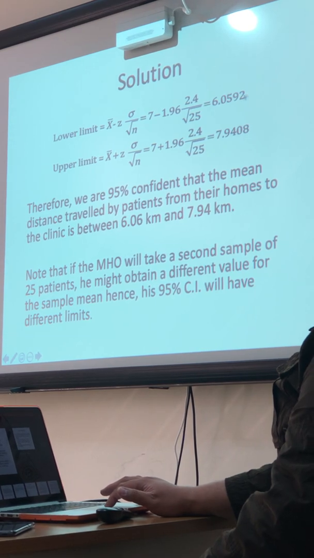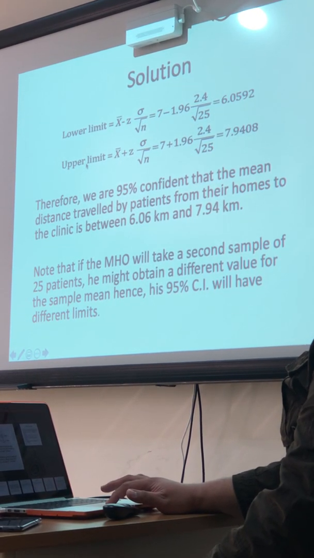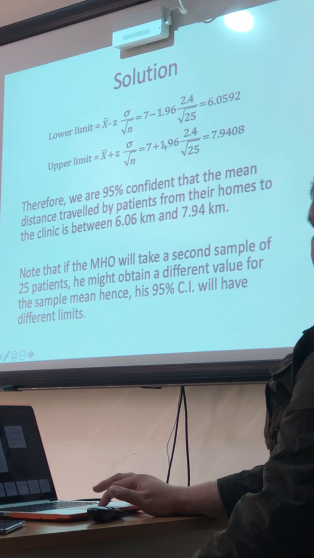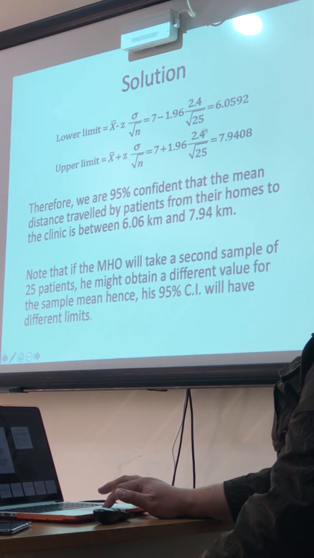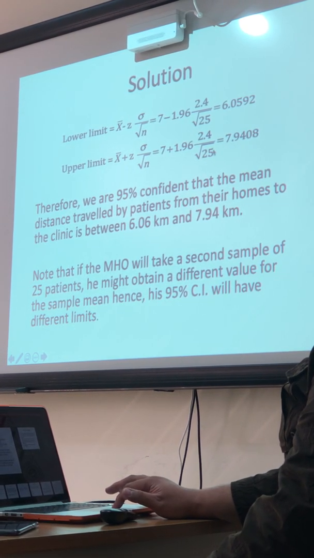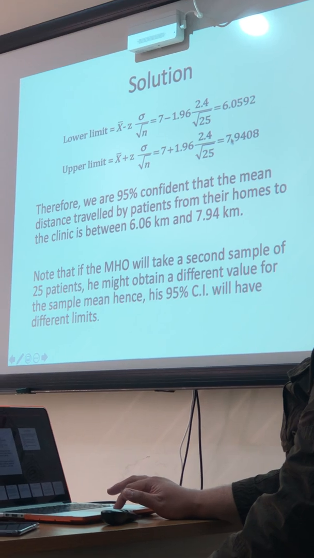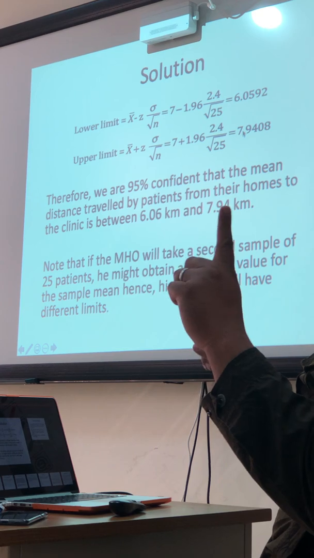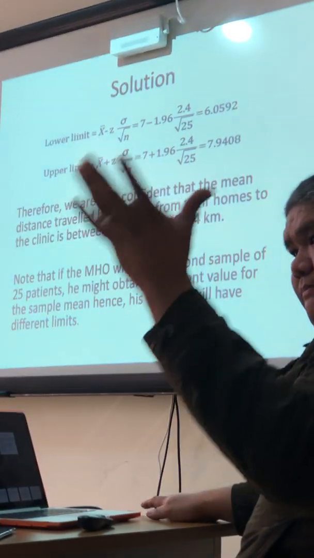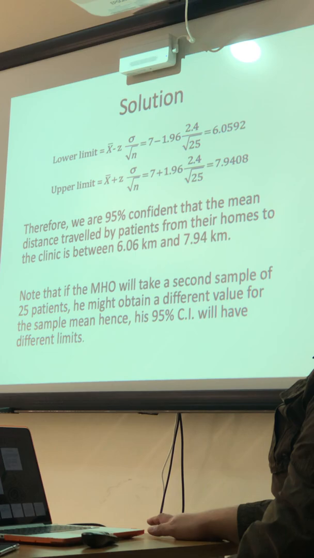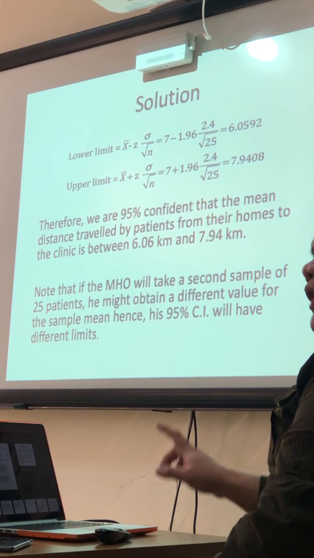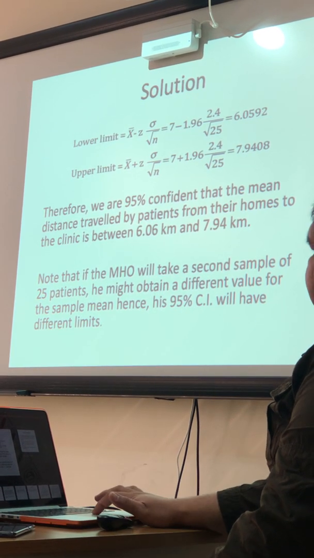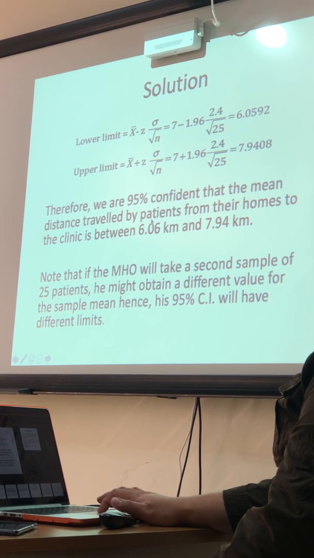On the other hand, the upper limit is equal to 7 plus 1.96 multiplied by 2.4 divided by the square root of 25. And that is equal to 7.94. We now have two numbers, lower limit and upper limit. The next question now is, how do we interpret this? How do we interpret? What is our level of confidence?